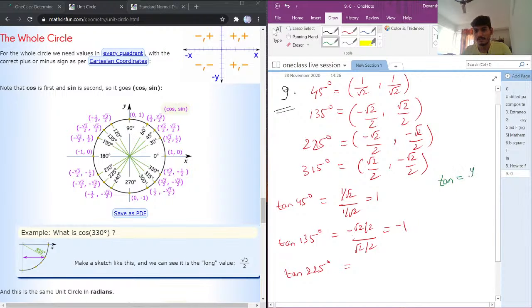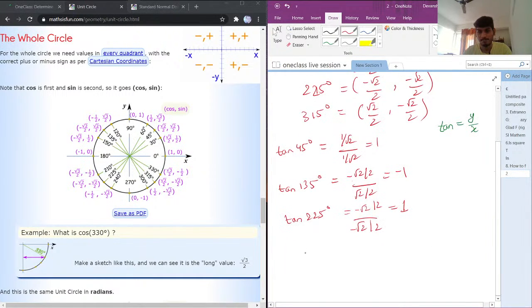Tangent is basically y by x in the case of a unit circle. So tangent of 225 will be minus of root 2 by 2 divided by negative of root 2 by 2, which will be 1. And again tangent for 315: y is minus of root 2 by 2, and x is root 2 by 2. In this case this was plus and this term was minus. So again here we have negative of 1.